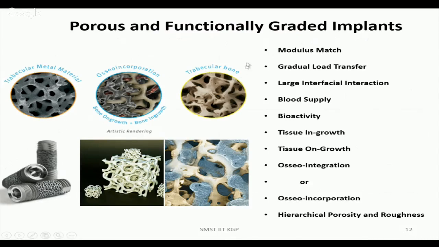So modulus has to be matched by making it porous, giving gradual load transfer, and we have a large interfacial interaction. Because the pore size is more than 100 micron, we have blood supply and bioactivity, and eventually osteoincorporation. This hierarchical porosity and roughness is beneficial for cell adhesion, blood vessel formation and tissue ingrowth.